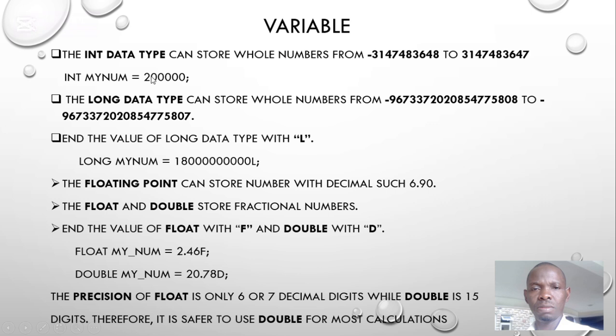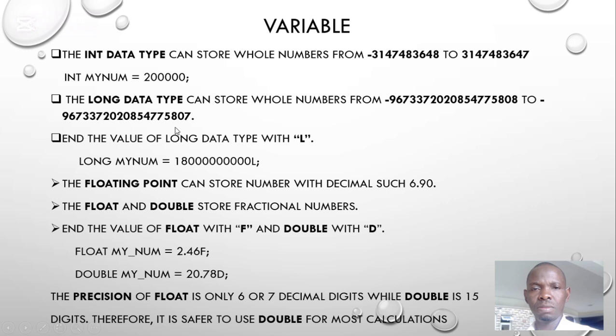So for example, we can say int is my variable type, and my variable name is myNum, equal to, we assign a variable value to this variable name. My variable value is 200,000. Then we also have the long data type. Long also has a size of 8 bytes. So this long can store whole numbers, of integer type, ranging from this magnitude to this magnitude.